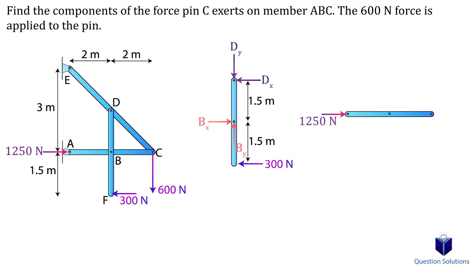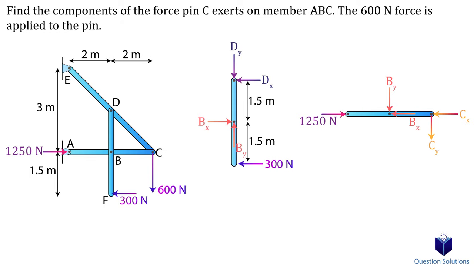At B, we would have the opposite reactions to our first diagram. So notice in the diagram for member DBF, we have BX facing right, so in this diagram, we will have it facing left. The same for BY. We have it facing up, which means here, it'll be facing down. It's always opposite. At pin C, we would have two reactions.